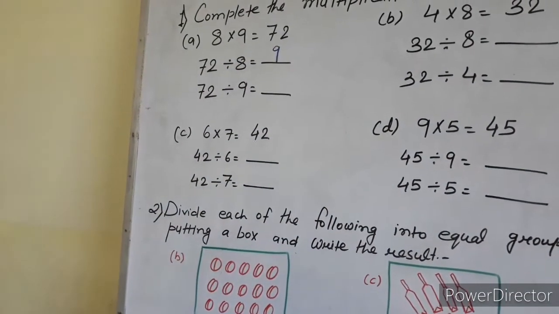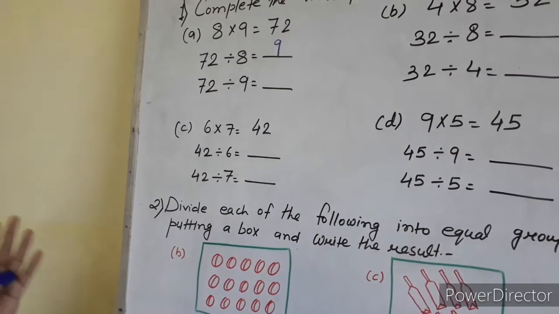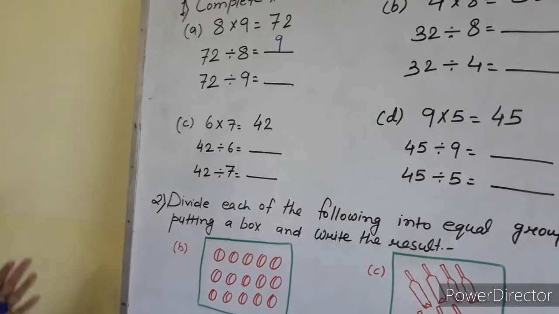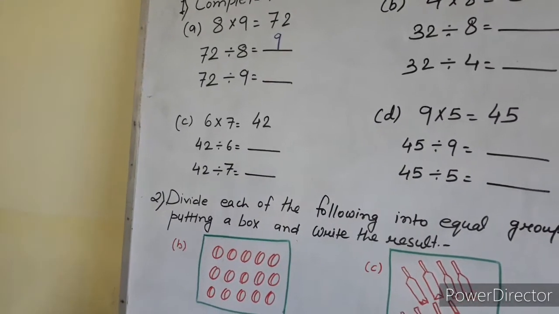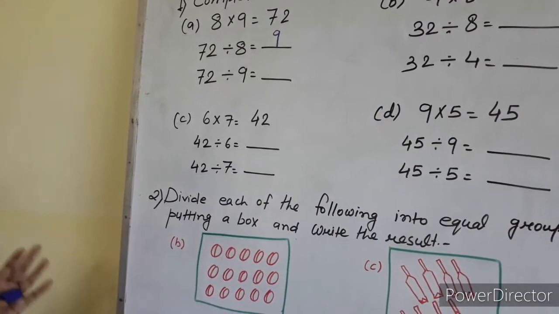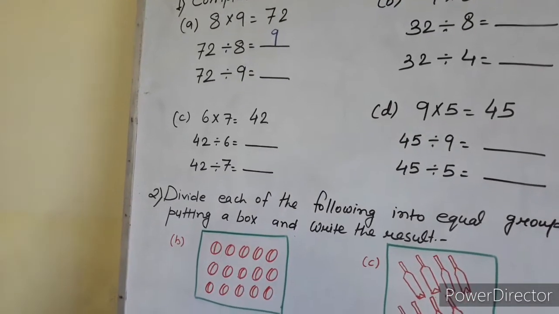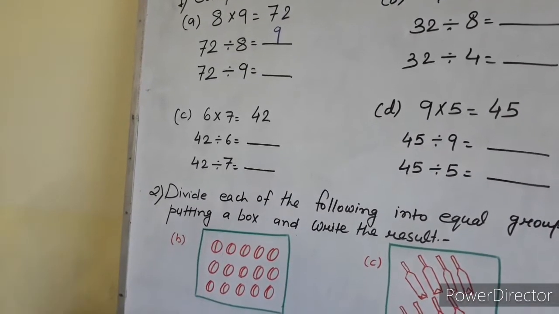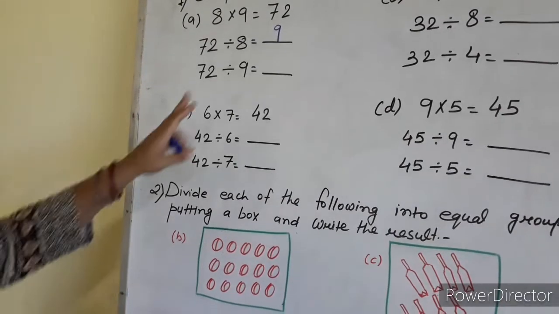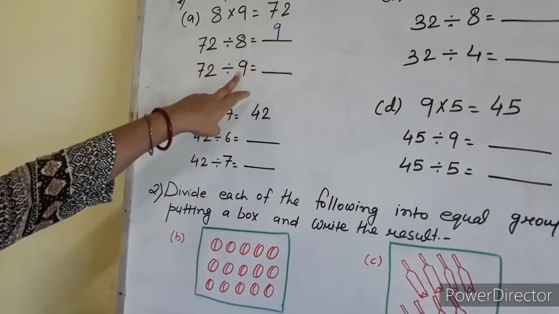You just go through the table of 8. 8 1s are 8, 8 2s are 16, 8 3s are 24, 8 4s are 32, 8 5s are 40, 8 6s are 48, 8 7s are 56, 8 8s are 64, 8 9s are 72. So our answer is 8 nines are 72.